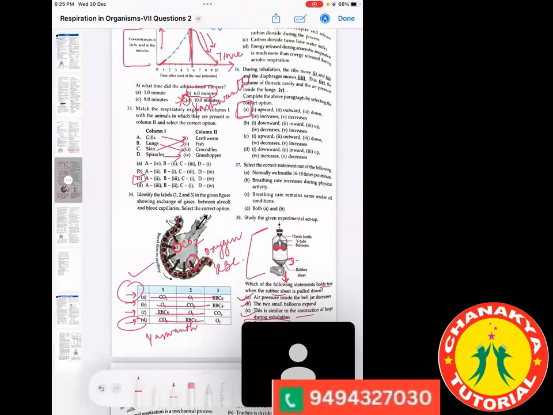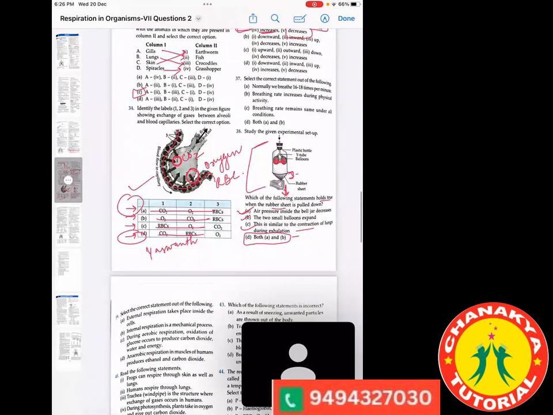I'll tell you why. So during inhalation, what happens? The ribs will move upward and outward. The diaphragm will move down, and then this increases the volume of the thoracic cavity, and the air pressure inside the lungs will decrease. And that is how we inhale the gas. So during inhalation, the ribs move upward and outward, and the diaphragm moves down. This increases the volume of the thoracic cavity, and the air pressure inside the lungs decreases.